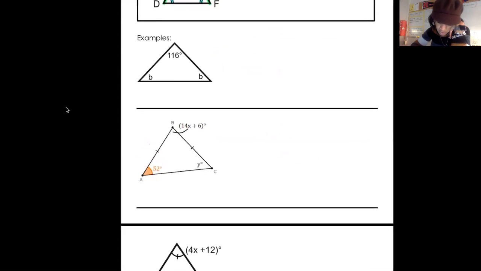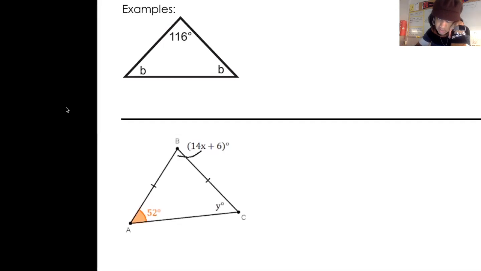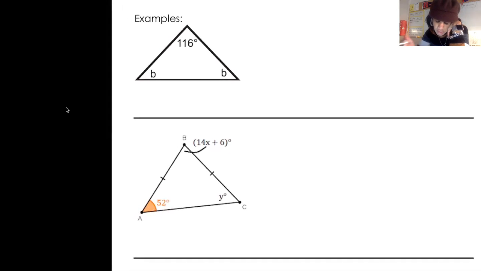First example, we have a triangle that has 116 degrees in the angle at the top, and then both of these say B. This is an isosceles triangle because B, whatever B is, is going to be congruent to B. It's congruent to itself, right? So this is an isosceles triangle.